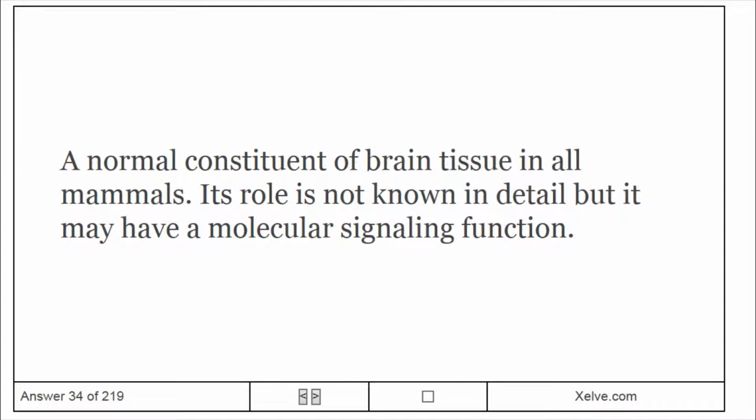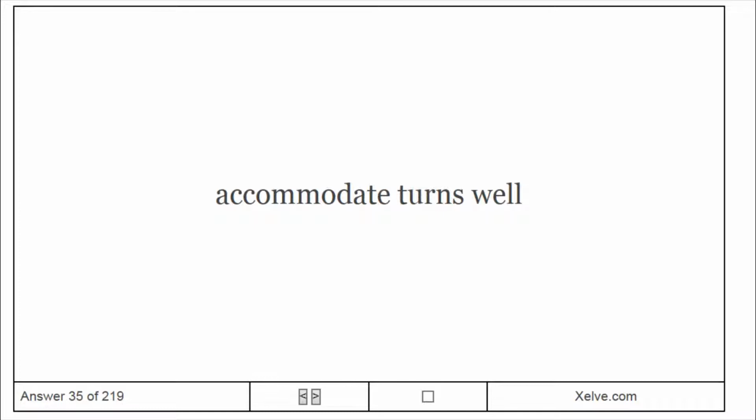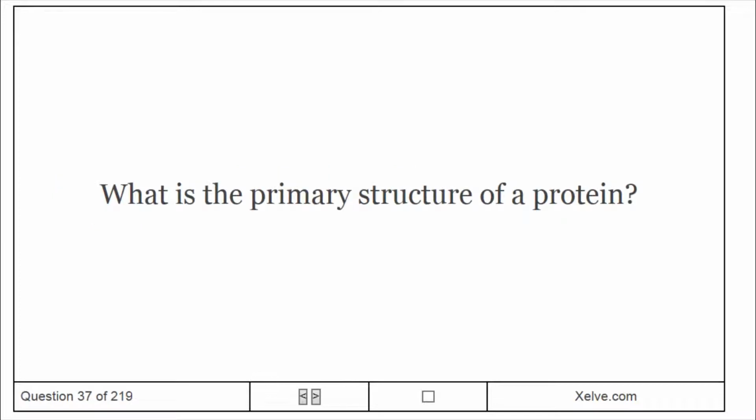A normal constituent of brain tissue in all mammals, its role is not known in detail, but it may have a molecular signaling function. Pro-residues in the configuration accommodate turns well. Aromatic residues play an important role in stabilizing amyloid fibrils.